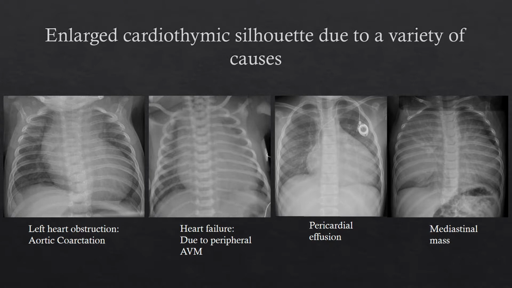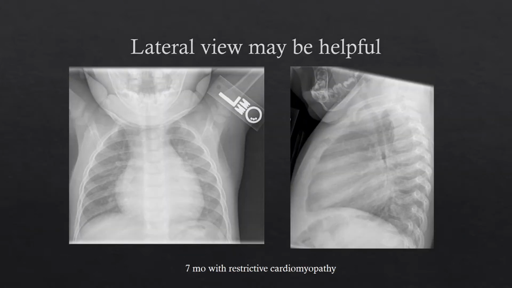Cardiothymic silhouette enlargement is often nonspecific by chest X-ray. Here are several examples of different entities leading to enlargement: congenital heart disease, heart failure due to high output from a peripheral AVM, a pericardial effusion, and a mediastinal mass. The lateral view is sometimes considered to be more accurate in determining true cardiac enlargement due to the presence of the thymus and other technical factors.